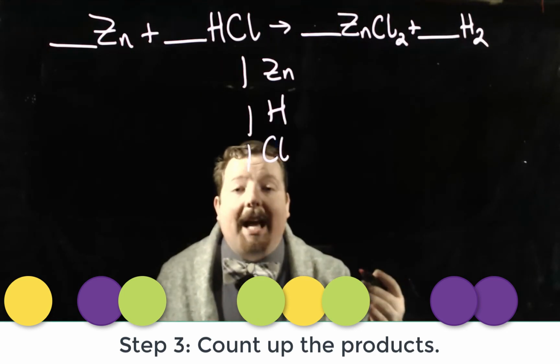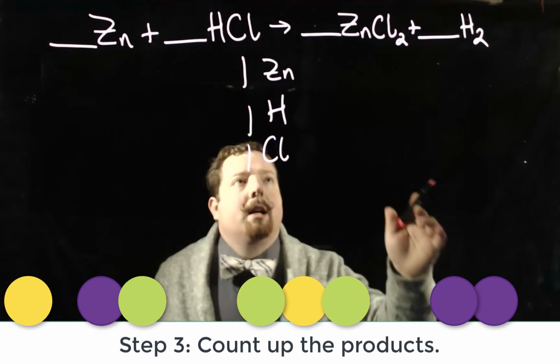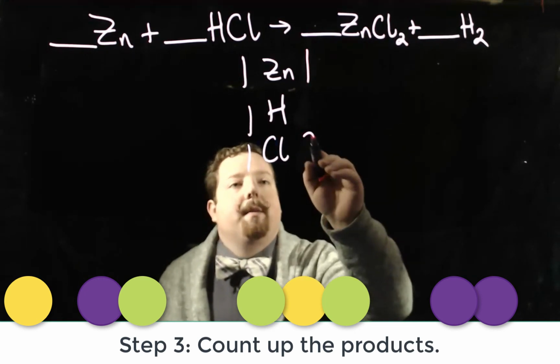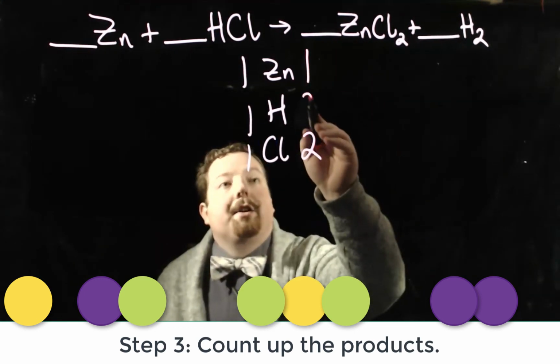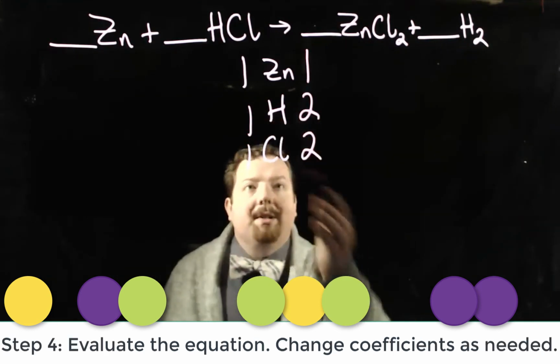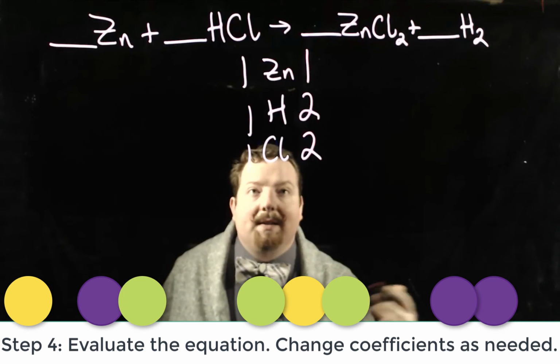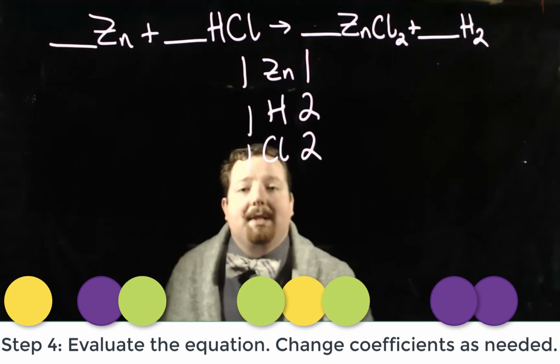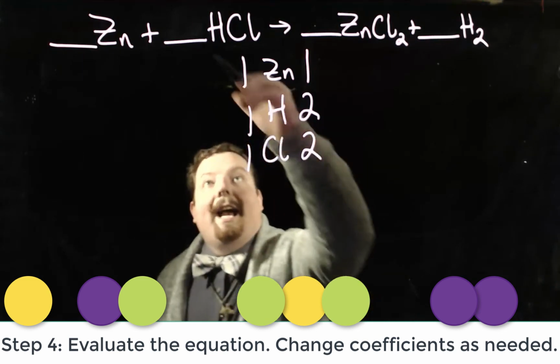Step 3 is to count up the atoms you have on the product side. We have 1 Zn from here, 2 chlorines from there, and 2 hydrogens from there. Step 4 is to evaluate our numbers and see if we have less of anything on one side than the other. Zn's good to go, but H, we need 1 more on the left side. To get another H, we have to add an HCl.